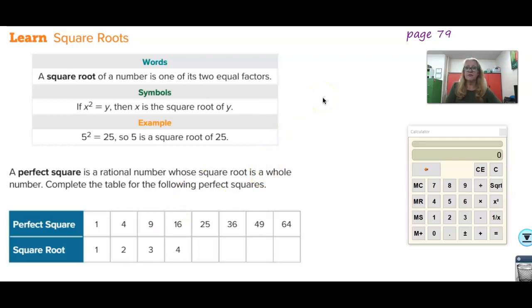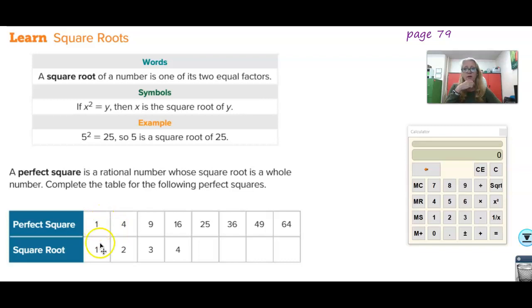Okay, so on page 79 of your workbook, the square root of a number is one of its 2 equal factors. Basically, and you know, this is a lot of math lingo here. It says the square root of 25 is 5 because 5 times 5 equals 25. So the square root of 49 would be 7 because 7 times 7 equals 49. All right, these are considered some of the perfect squares here.